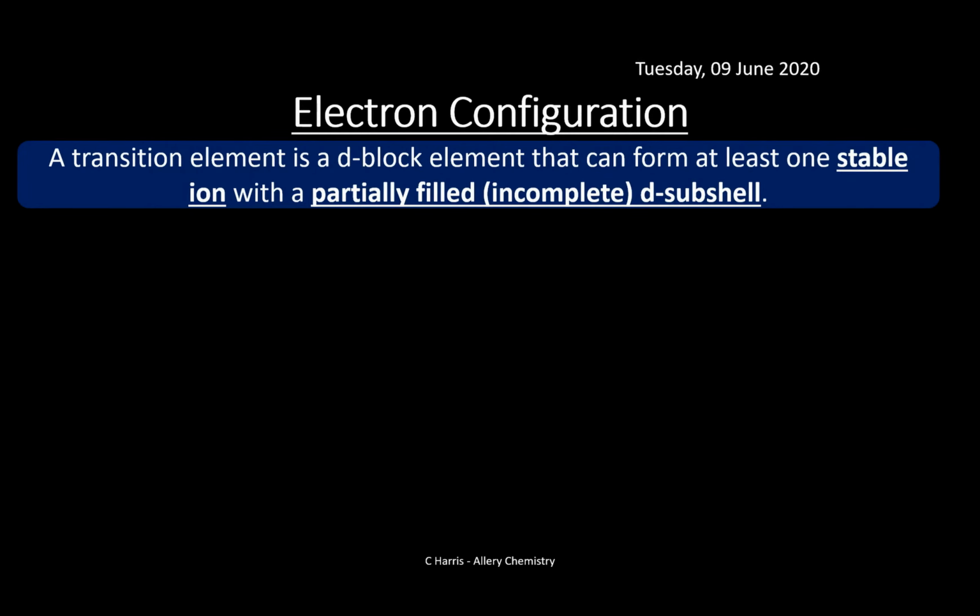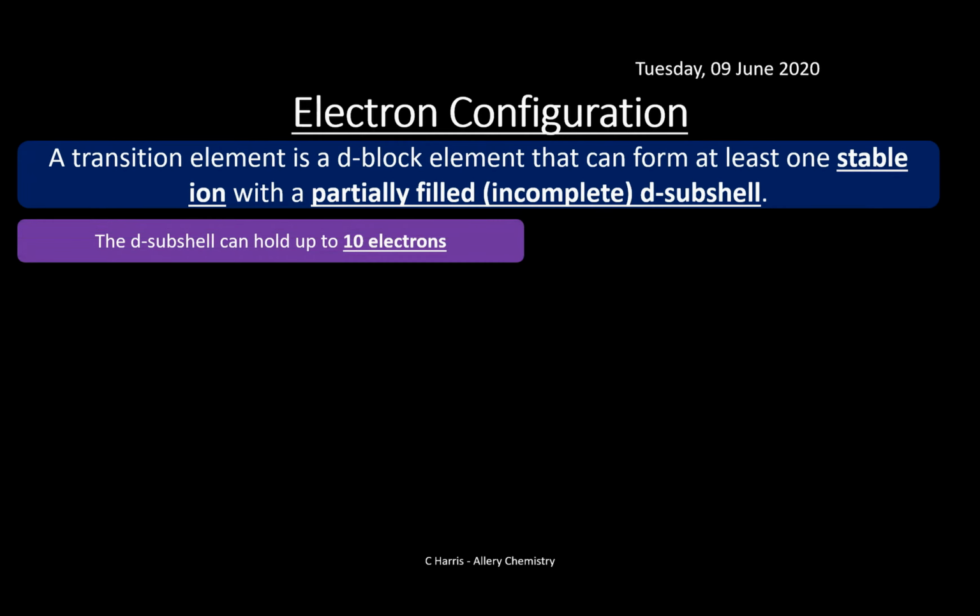So a transition element is a D block element that forms at least one stable ion with a partially filled or incomplete D subshell. Okay, so that's a transition element. That's very important. It must have an ion, a stable ion, with a partially filled D subshell, not an atom, as you'll see later.